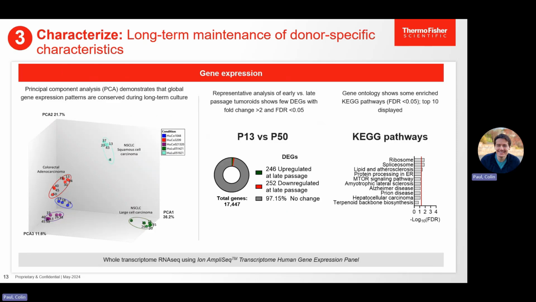Principal component analysis and differential gene expression analysis tell a similar story. Global gene expression patterns are conserved during long-term culture, with tumoroids at multiple passages in the PCA plot on the left clustering by donor and not converging on any common phenotype. Additionally, differential gene expression analysis between cultures at passage 13 and at passage 50 shows significant changes in less than 3% of over 17,000 genes, and these changes are associated with minimal significant changes in KEGG pathways. Overall, we've seen that tumoroid lines established using OncoPro tumoroid culture medium are quite stable in culture.